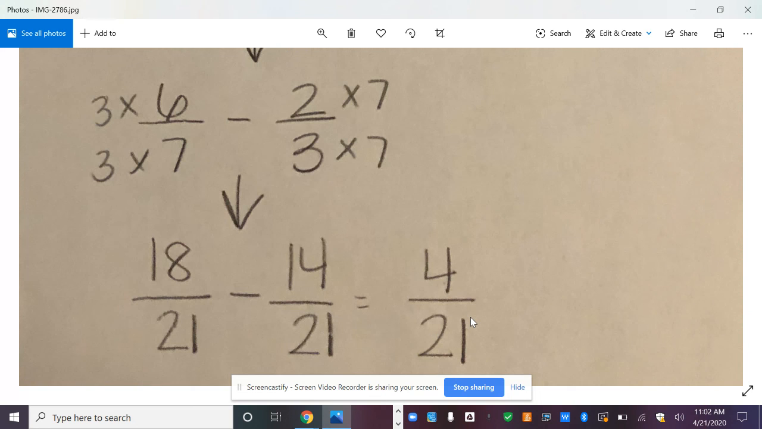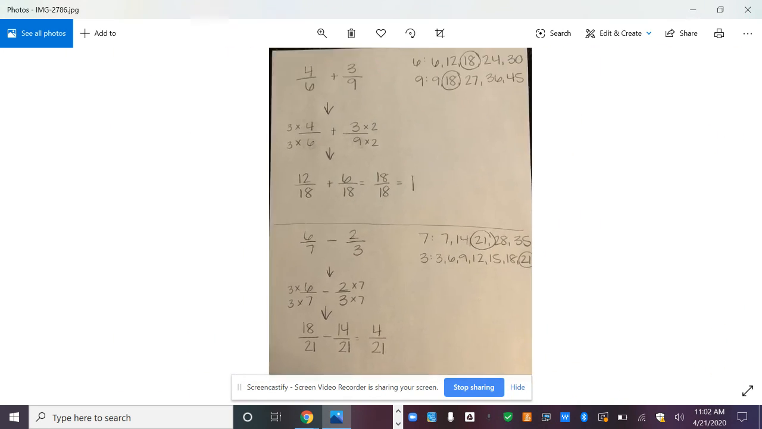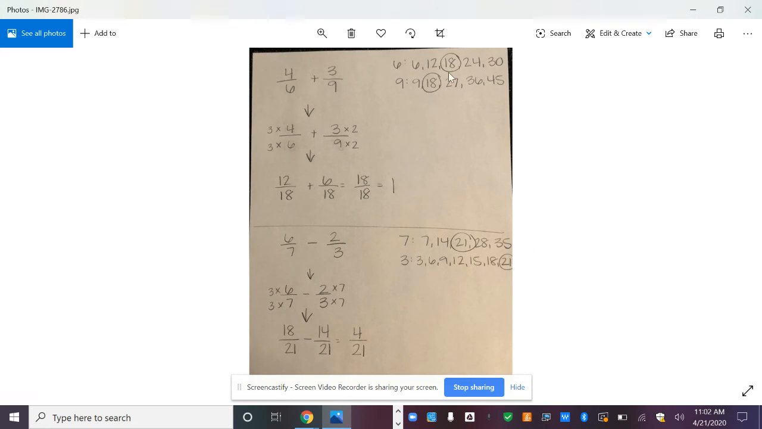Great job, guys. Definitely keep in mind when you are adding or subtracting fractions, it is so important for you to be listing your least common multiples, creating your new equivalent fractions, and you are not at all touching your denominators, just your numerators.